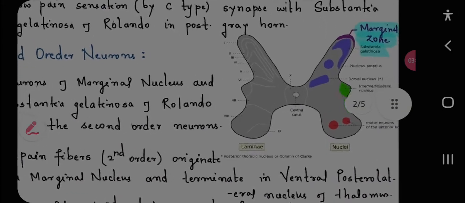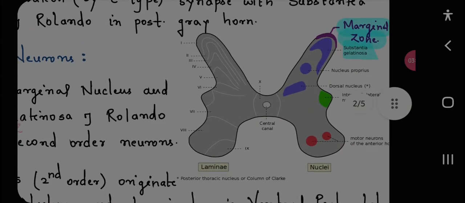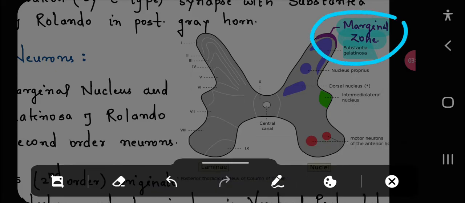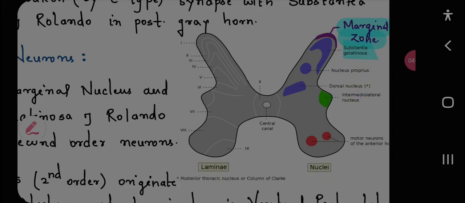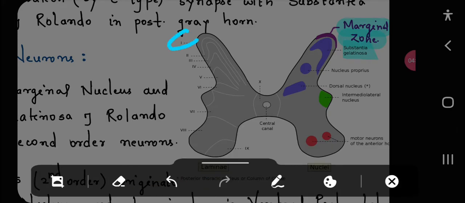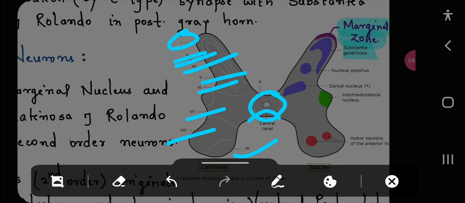And in this diagram, as you can see, these are called the marginal zones, substantia gelatinosa and the marginal zone, nucleus proprius, dorsal nucleus, and the intermediolateral nucleus, motor nucleus of the anterior horn, central canal. And here you can see the areas are divided like this: 1, 2, 3, 4, 5, 6, 7, 8, and 9, and this 10 is called the central canal.